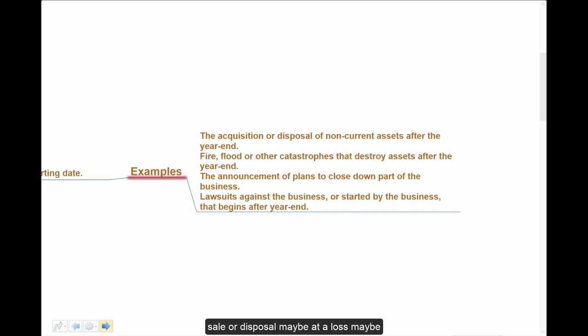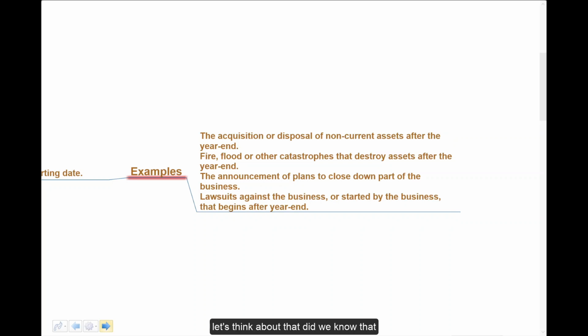That's simply the sale or disposal, maybe at a loss, maybe at a profit, of a non-current asset, a piece of equipment, a motor vehicle, a building. Non-adjusting: fire, flood, or other catastrophes that destroy assets after the year end.